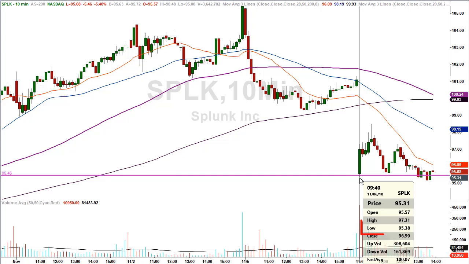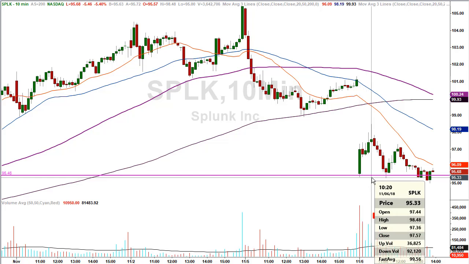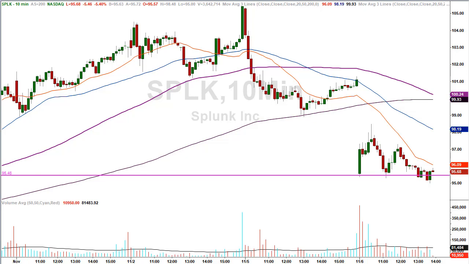You have to see this for yourself. The stock makes a low of $95.38 and then takes off to the upside, and just minutes later, the stock is at a high of $98.48, up over $3 or 3% in just a matter of minutes. It's the holy grail, folks.